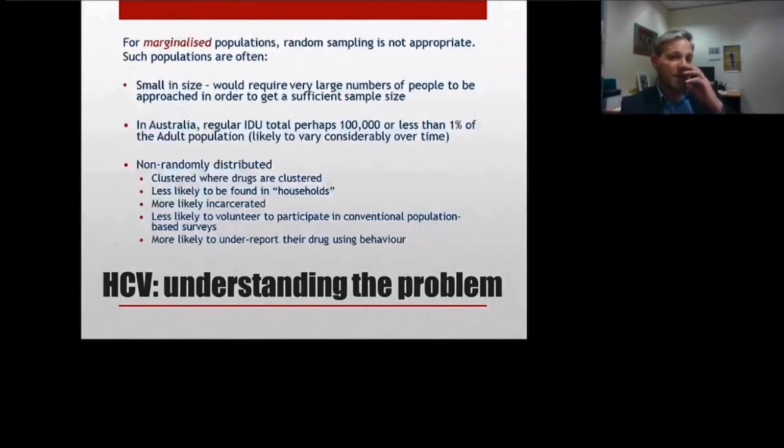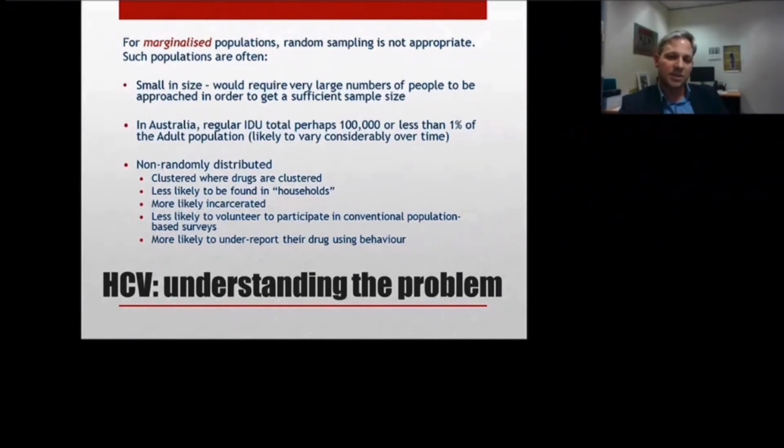So for Hep C, it's also true for other STIs and HIV and some other diseases, random sampling is not appropriate, as I've said. You'd need a lot of people to test, and there's probably only 1%, as I said, of the Australian population who are regular injecting drug users. They're non-randomly distributed. They're clustered where drugs are clustered. They're less likely to be found in households. They're often in jails, or more likely in jails.